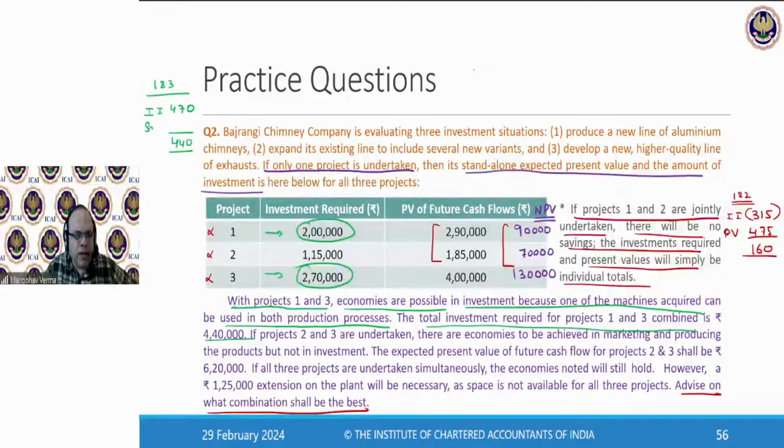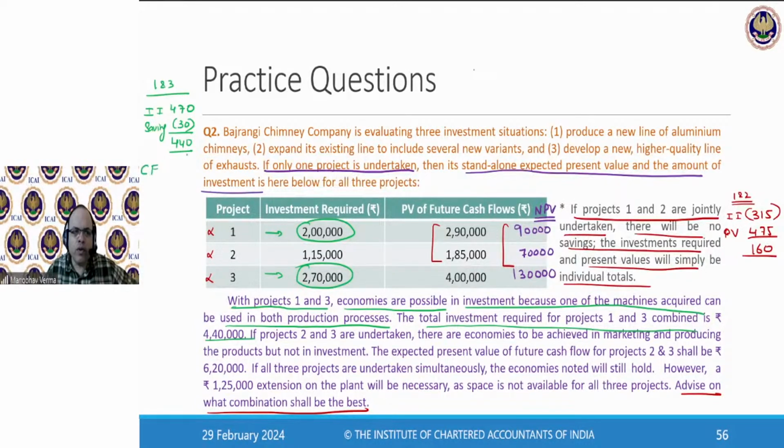That means there is a saving, some economy here of 30,000. Some of the machine or the component may not be required, right? So they're saying 440. I saved 30,000 here. Instead of 4,70,000, they're saying 440. But they're not talking about anything about the cash flows. So let's talk about the cash flows also.